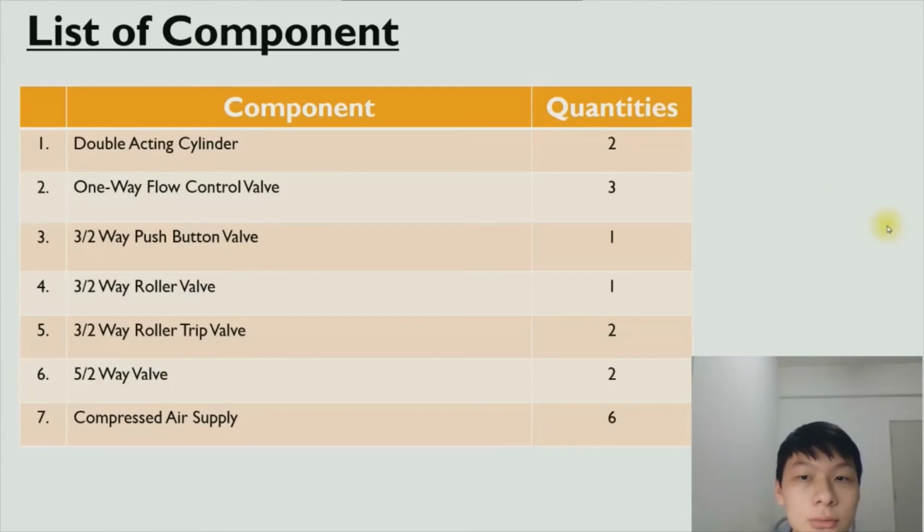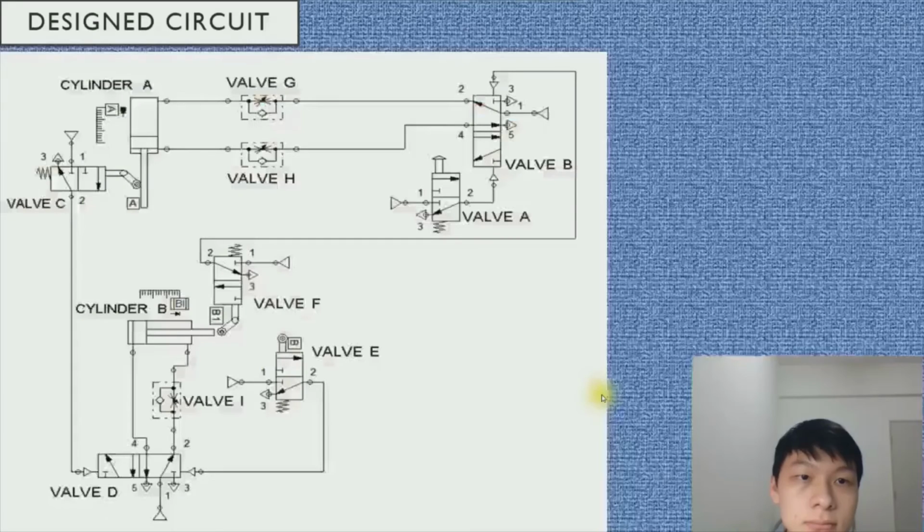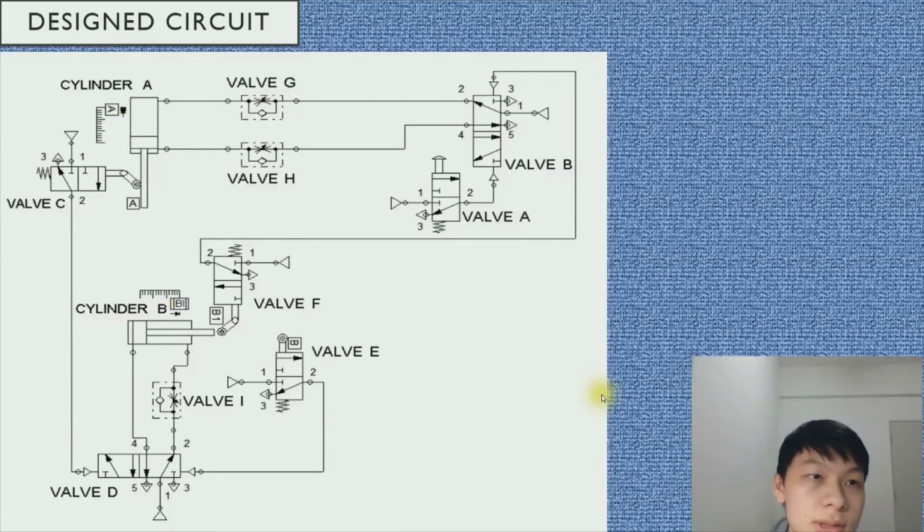List of components: we use two double-acting cylinders, three one-way flow control valves, one 3-2-way push-button valve, one 3-2-way roller valve, two 3-2-way roller trip valves, two 5-2-way valves, and six compressed air supplies. This is the design circuit for System 4. There are 9 valves and 2 cylinders used.